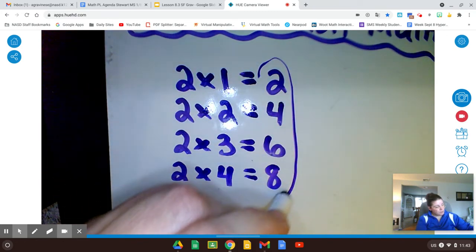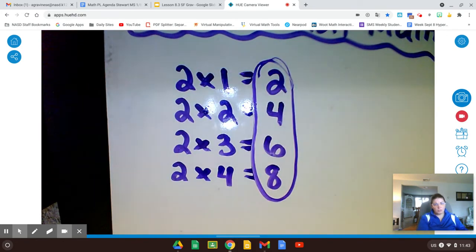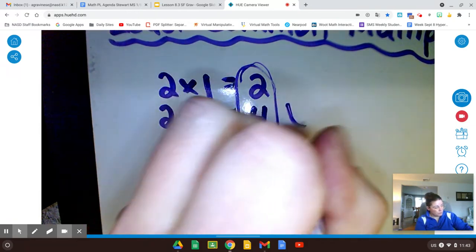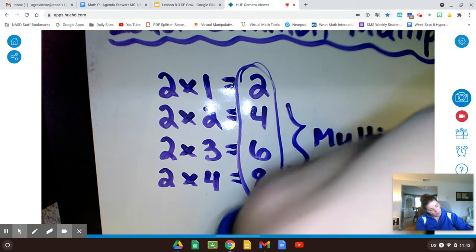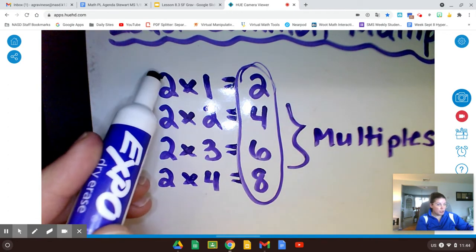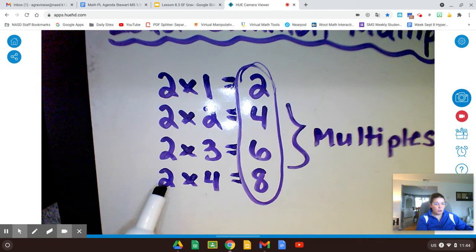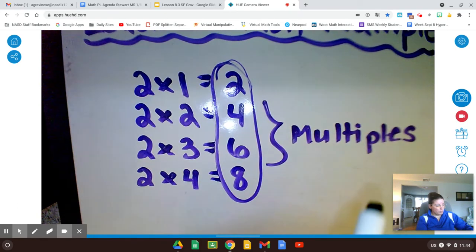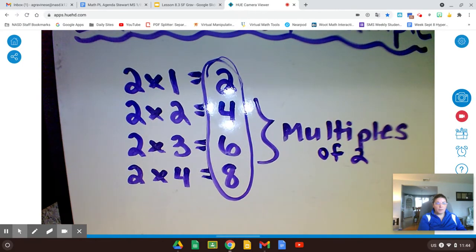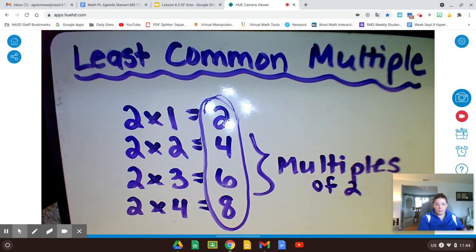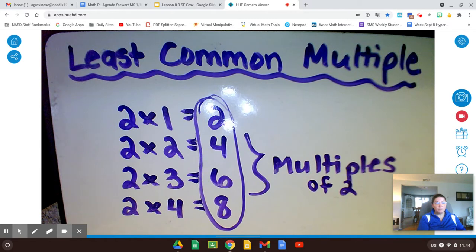Now, these products are called the multiples. And they are the multiples of 2 because we took 2 times a number, and that's what we got. Those are the multiples of 2. So you can find multiples in a times table chart. Okay, and if you have a times table chart, you probably want to get it out for today.